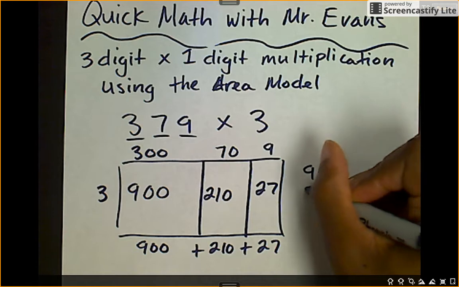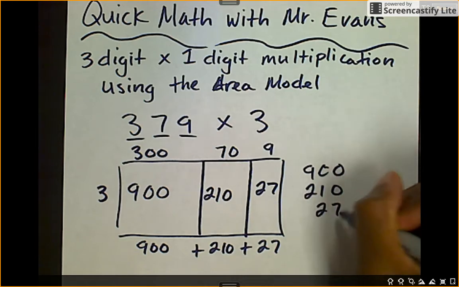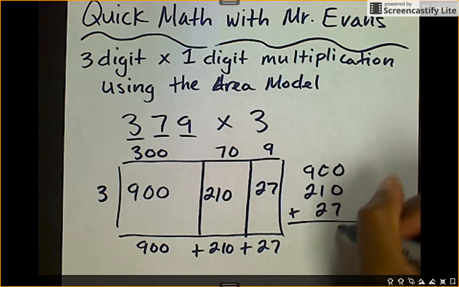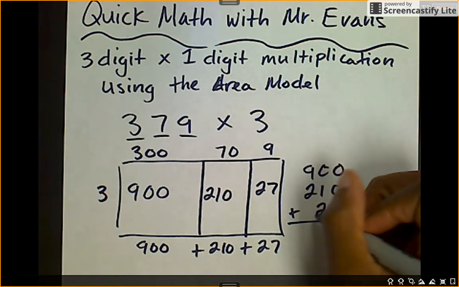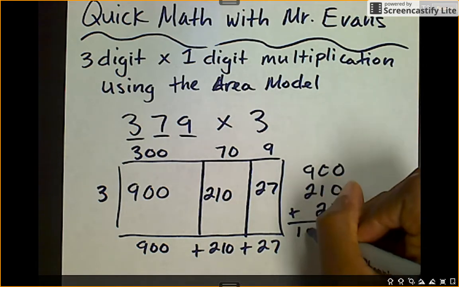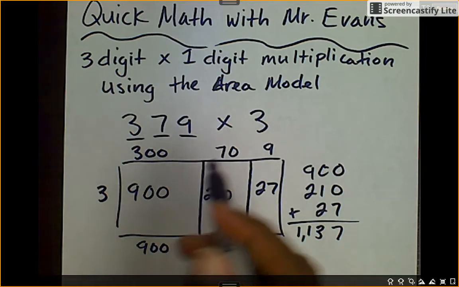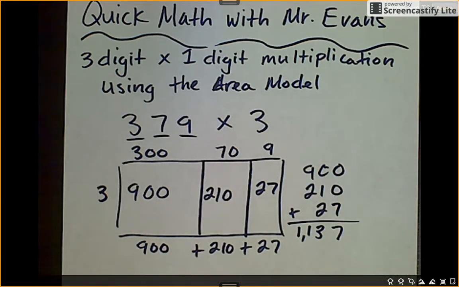900, 210, and 27. We get down in the ones place, we see 0, 0, and 7, so they just simply do their regular addition. And this is how they get their number to truly understand the value of 3 groups of 3. 379 groups of 3 is how we would typically read that.